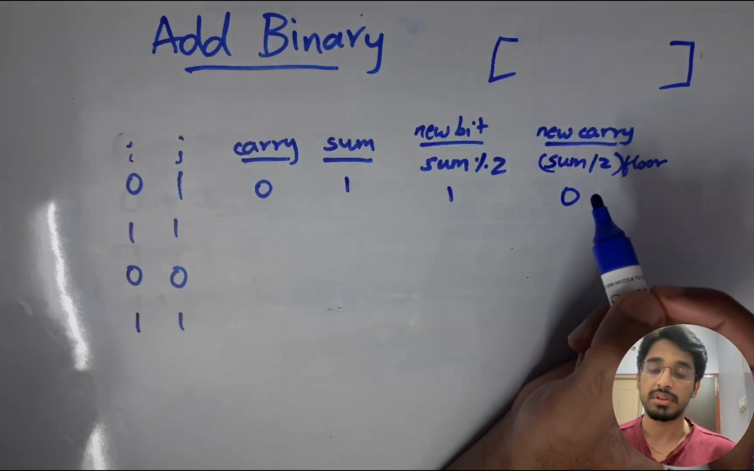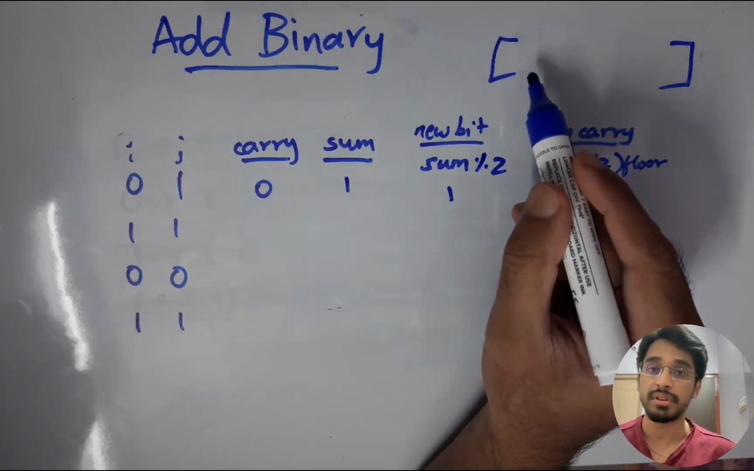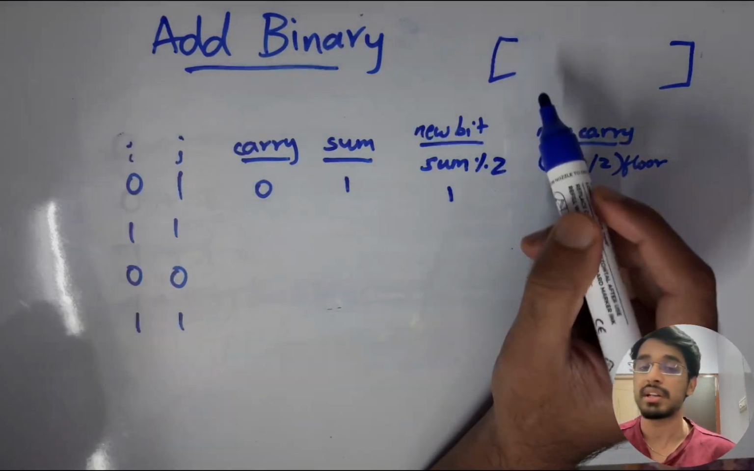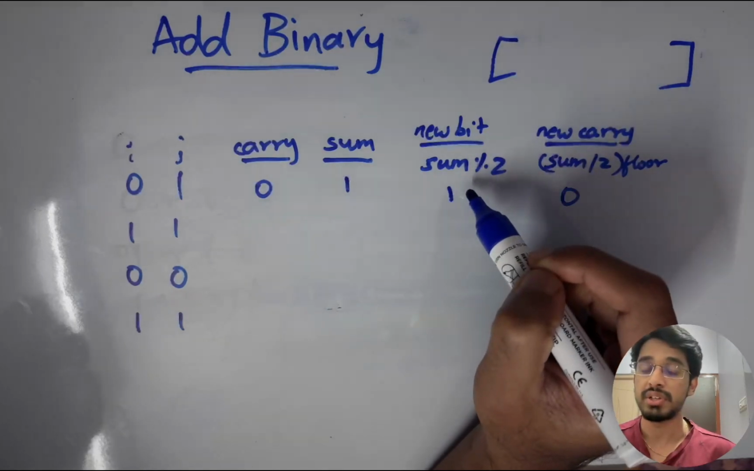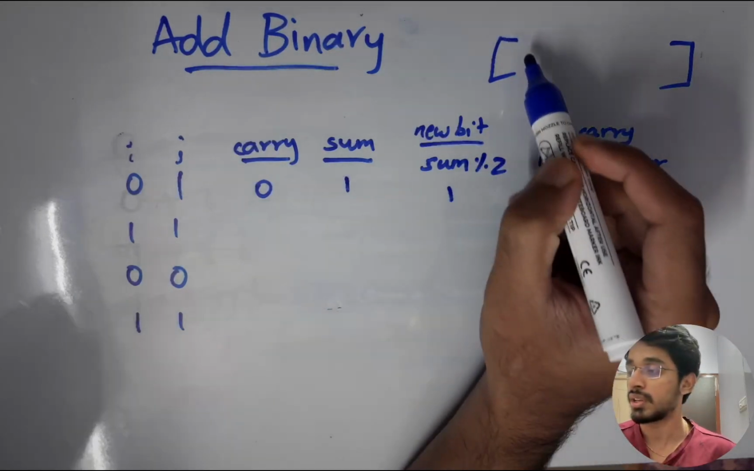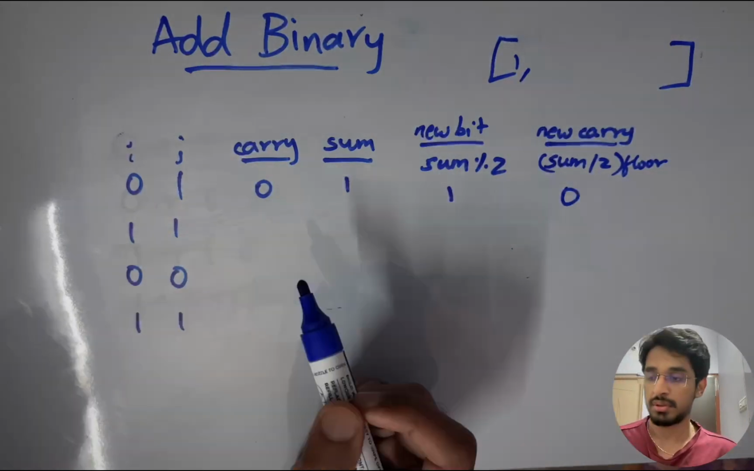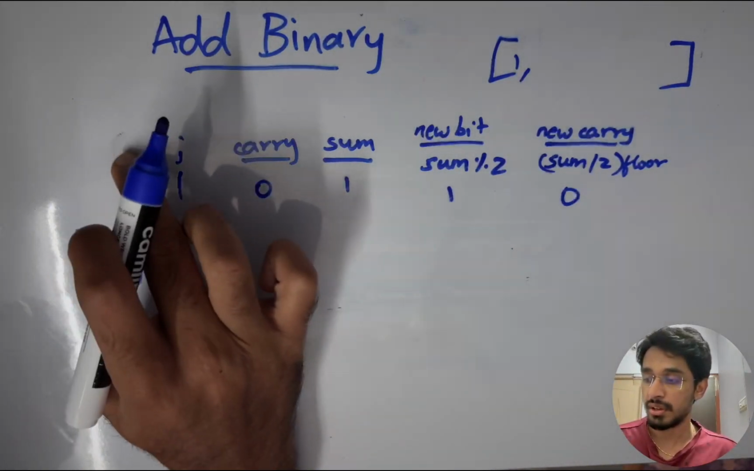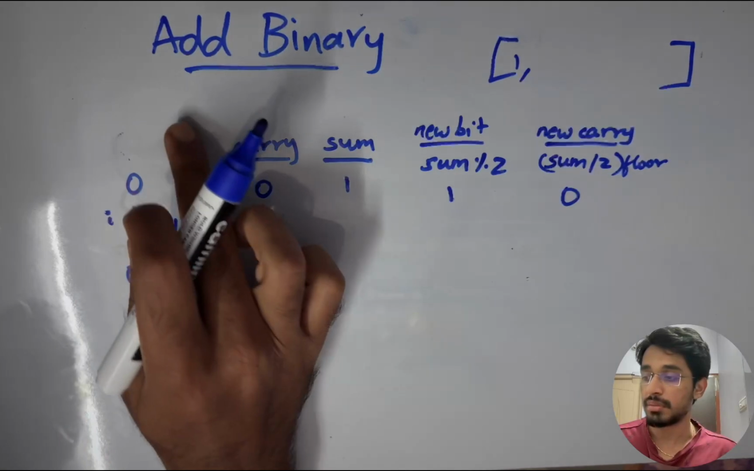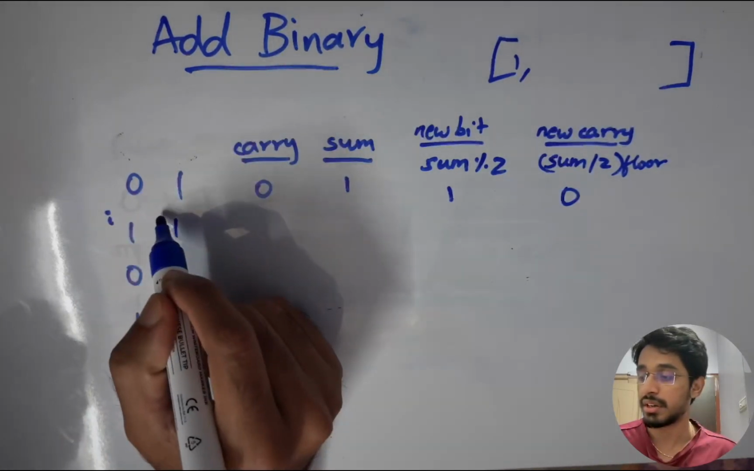And we have a results array over here, so we just keep on adding elements to that array. We just need to add the new bit, which is 1, so we add that over here. Now we go to the second iteration. So now this becomes i and this becomes j.